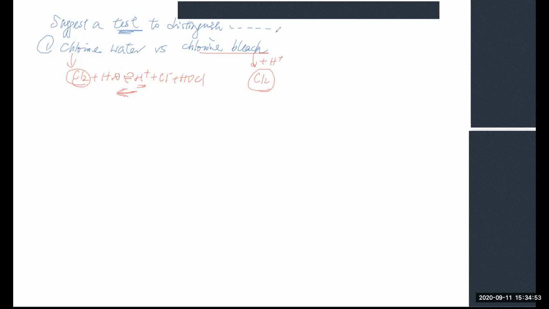There are two methods. The first one, because chlorine bleach is basically sodium hypochlorite, so it is possible to test for the presence of sodium ion. And the second method is to add acetone to both solutions. Acetone will react with sodium hypochlorite to form chloroform.